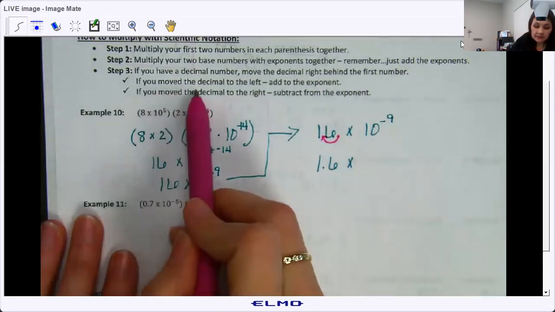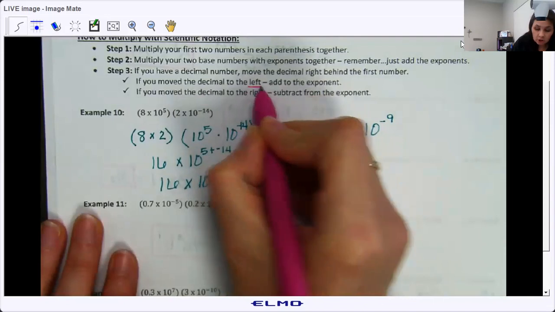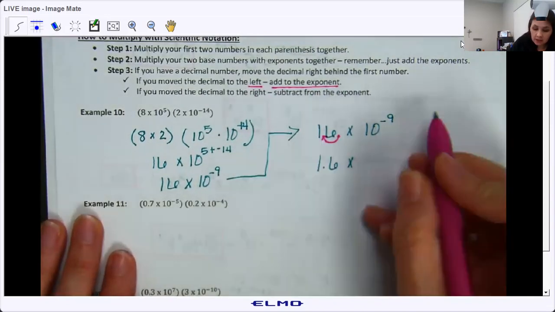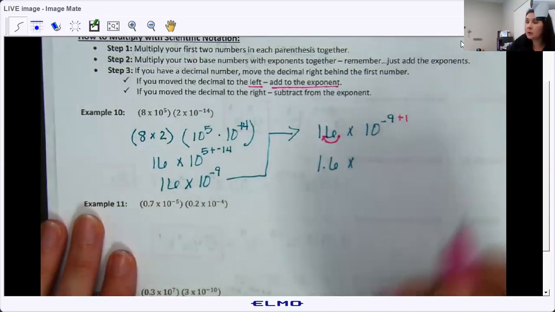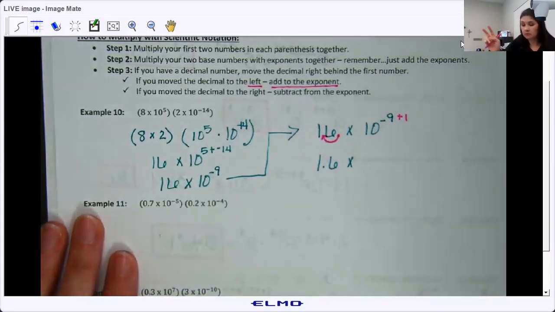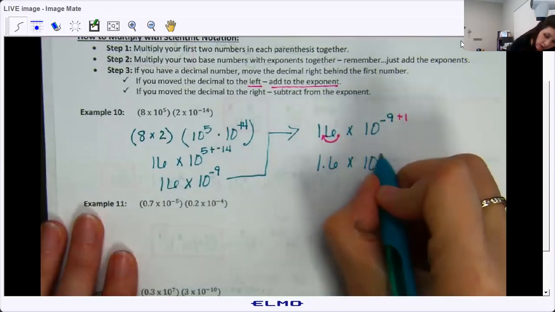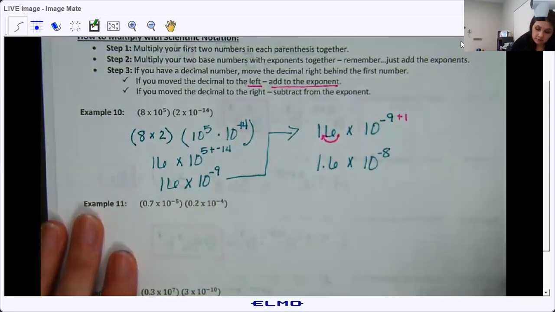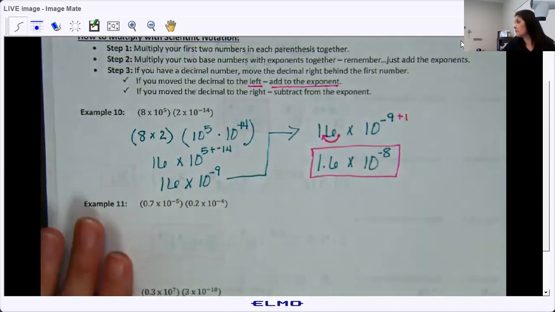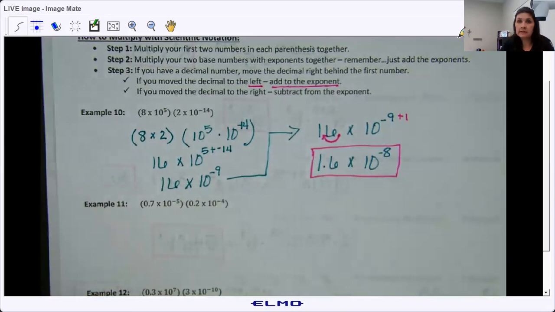If you move the decimal to the left, you're going to add to the exponent. We moved it one place to the left, so we're going to add 1 to the exponent. If we would have moved it 2 places to the left, we would have added 2 to the exponent. So then it becomes 10 to the power of -8. Yes, this is how you would do it for scientific notation.